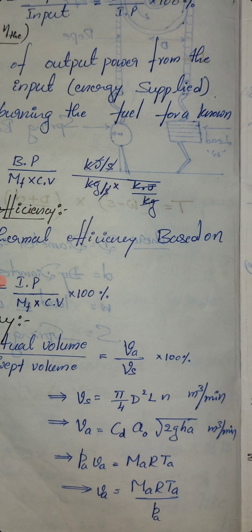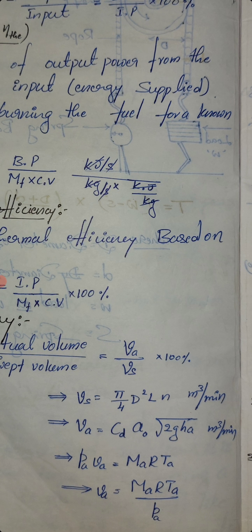They will give the diameter of the orifice. You are supposed to calculate the area of the orifice, that is A naught equal to pi by 4 d naught square, small d suffix naught. Suffix naught indicates the orifice diameter. So by knowing the orifice diameter, you calculate the area of the orifice. CD is the coefficient of discharge, A naught is the area of the orifice, and under root 2 g Ha: 2 is a constant, g is acceleration due to gravity, and Ha is the head of the air.